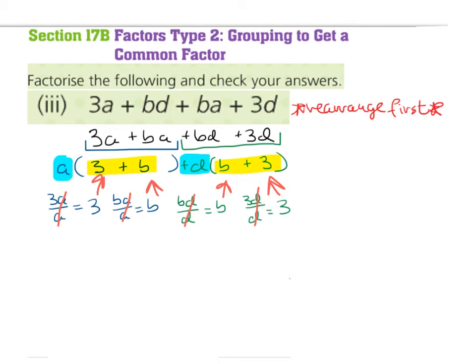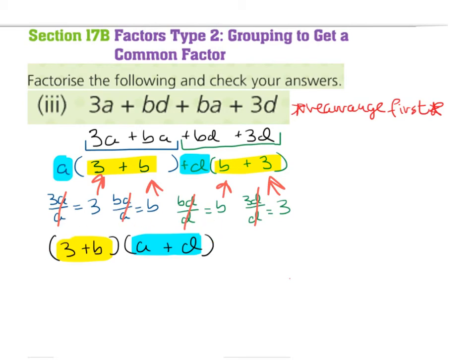Hopefully you notice that we have 3 plus b in the first bracket and b plus 3 in the second bracket, which means the same thing. 3 plus b is the same thing as b plus 3. So we can open up an empty set of brackets and put 3 plus b into it. And then we open up another empty set of brackets and put in a plus d. So there's our answer. We were asked to factorize, so our answer should contain brackets.